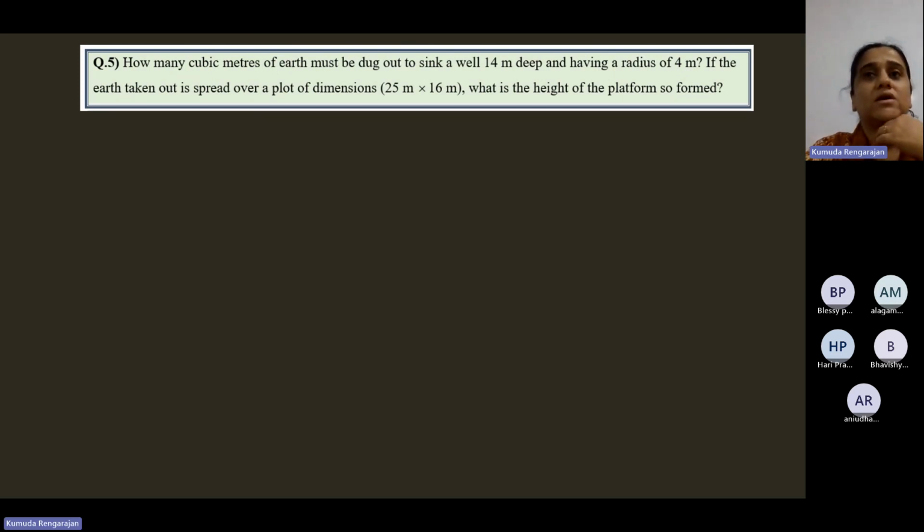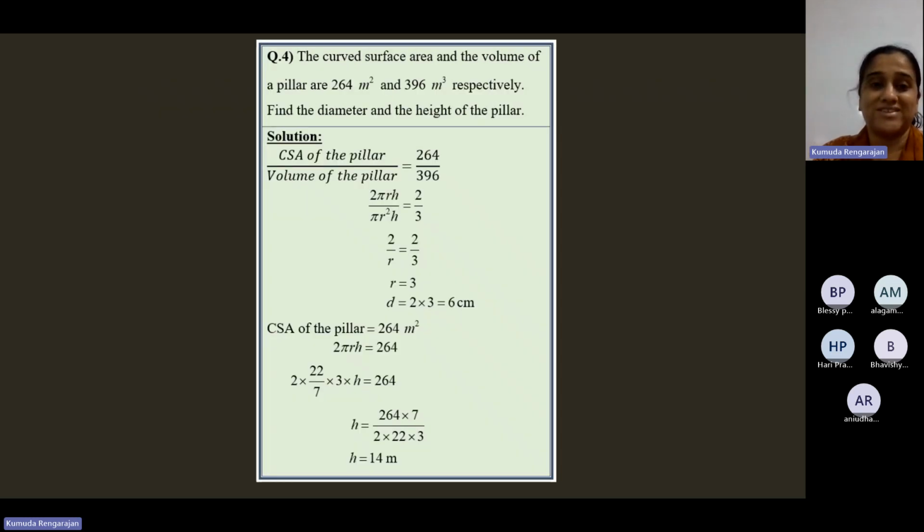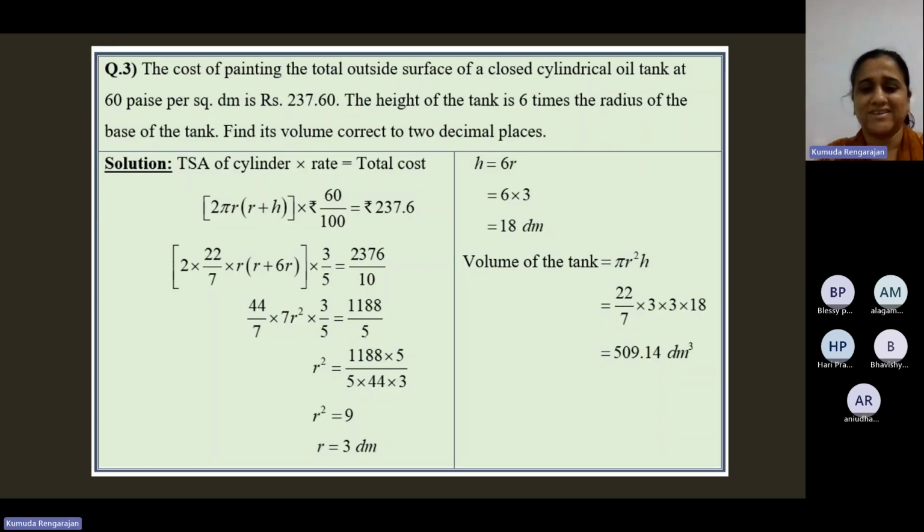Okay, next one. How many cubic meters of earth? How many cubic meters of earth meaning volume? Cubic meters. Oh yeah, this is what I wanted to say. I just forgot to mention one thing about this one. So here, children, when you find the value of R, this is the first question. When you find the value of R, it's 3, right? Take care of the unit. What is 3? 3 decimeter. Okay, then H will be 18 decimeter. And when you substitute R and H in decimeter, the volume will be in decimeter cube.